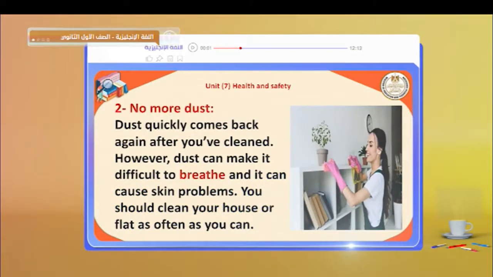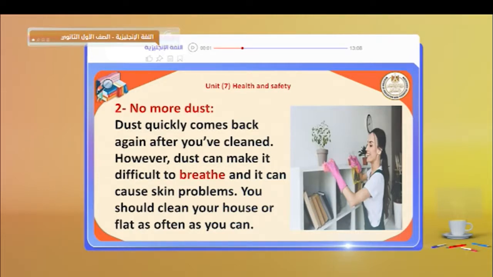Advice or tip number 2, no more dust. Try to dust the furniture, try to remove the dust from the furniture. We want to have no more dust. Dust quickly comes back again after you have cleaned. However, dust can make it difficult to breathe and it can cause skin problems. We said skin problems like allergy, for example.